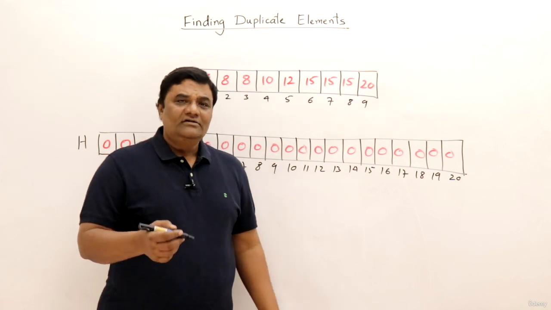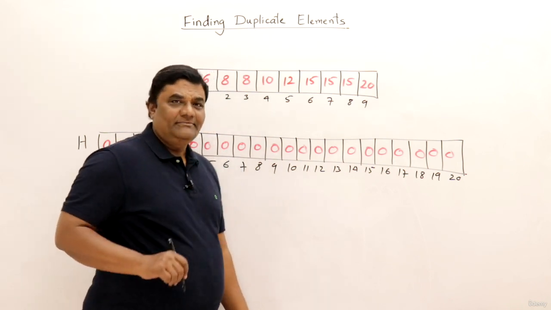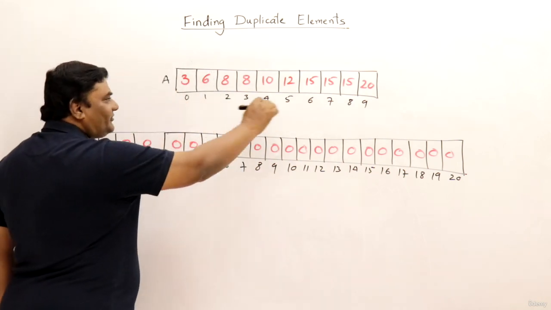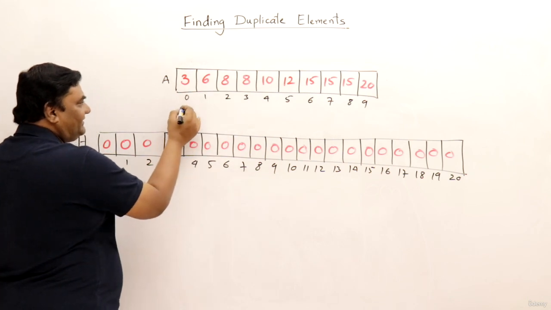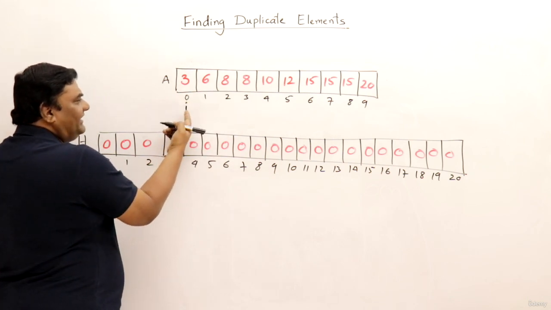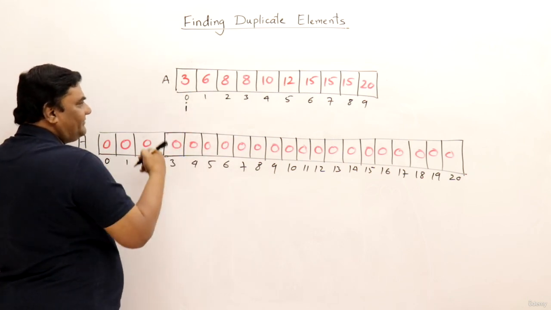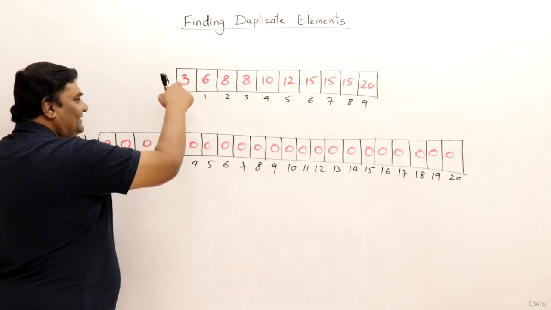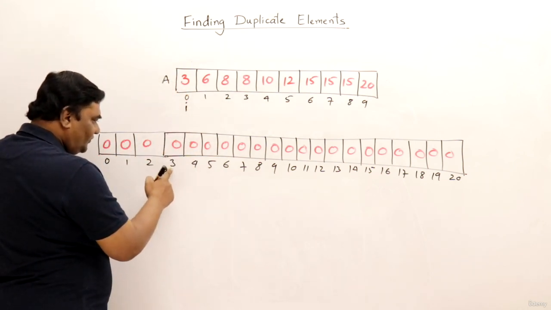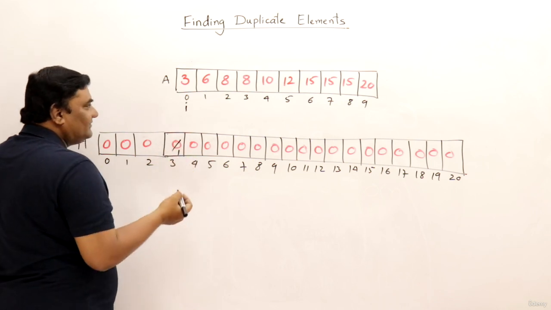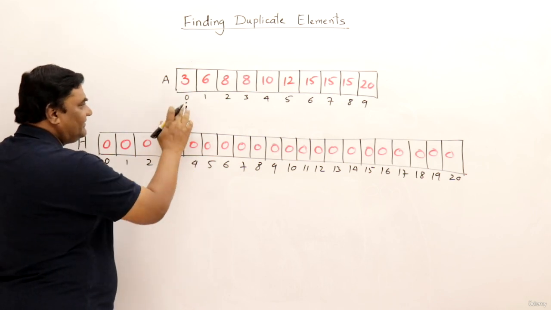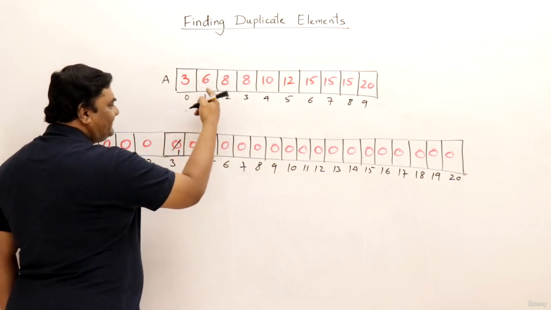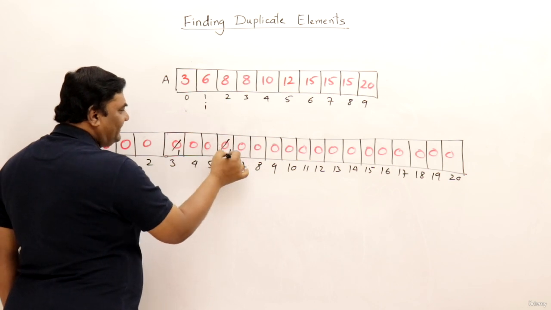Yes. Then what is the procedure? Let us look at the procedure. Let us scan through this array by taking one element at a time. For that, I will take an index pointer, that is i, starting from here. Now while scanning, check the element. Element is 3. So here, go to index 3 and mark it as 1. Increment it, right? Then move i to the next element, go to index 6 and mark it as 1.